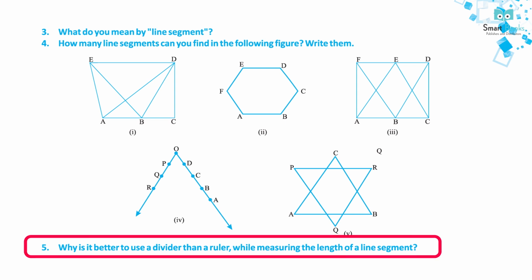Question 5. Why is it better to use a divider than a ruler while measuring the length of a line segment? Solution. The thickness of a ruler may cause difficulties in reading of the marks on it. This problem can be avoided by using a divider.